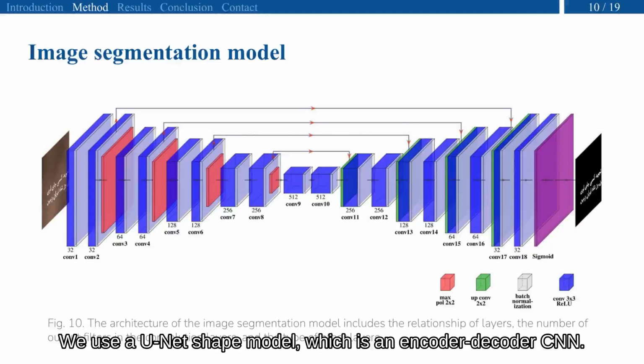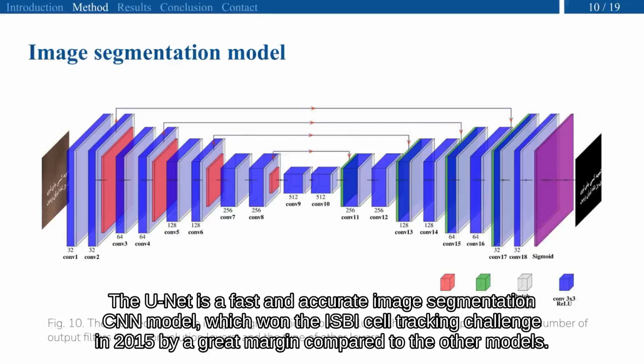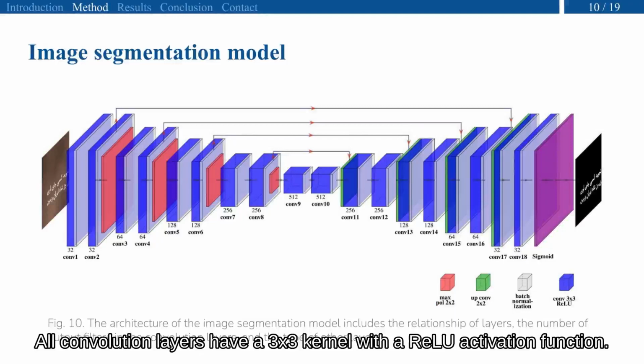We use a U-Net-shaped model, which is an encoder-decoder CNN. U-Net is a fast and accurate image segmentation CNN model, which won the ISBI Cell Tracking Challenge in 2015 by a great margin compared to the other models. All convolutional layers have a 3x3 kernel with a ReLU activation function.